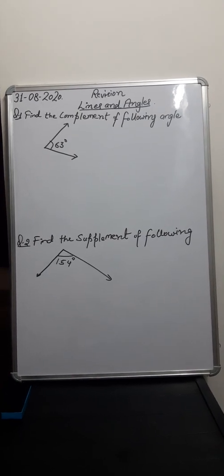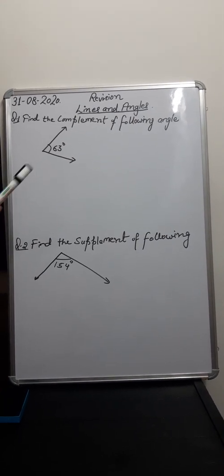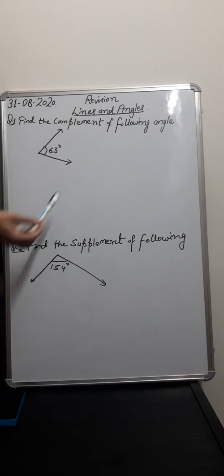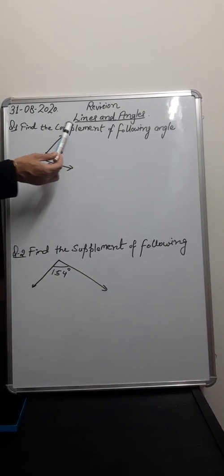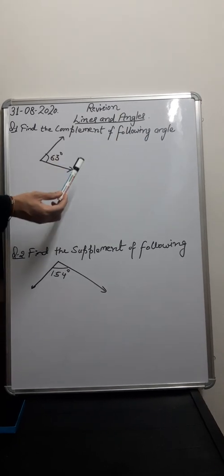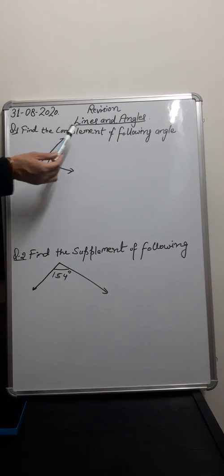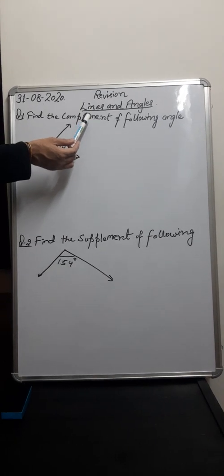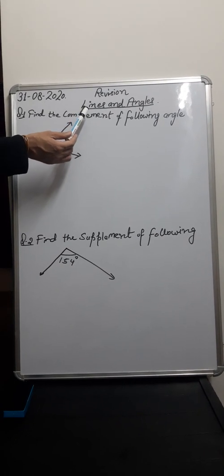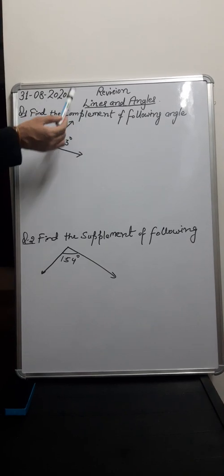Friends, in this video we are going to start a revision of lines and angles. So question number 1 is: find the complement of the following angle. Here we have to find a complement. Whenever we are asked to find a complement, you have to subtract the angle from 90 degrees.